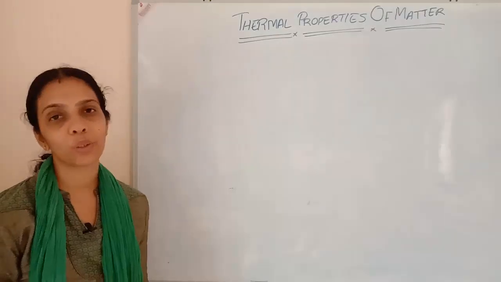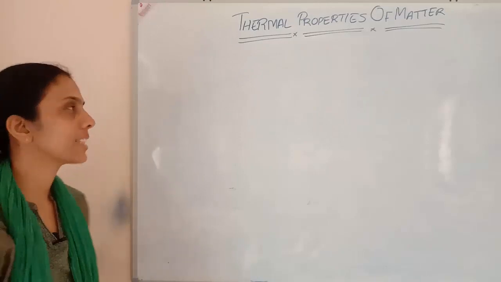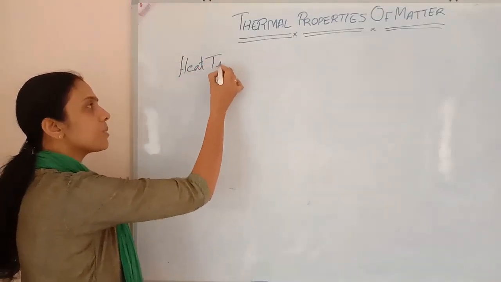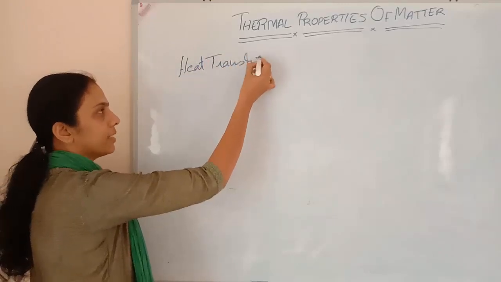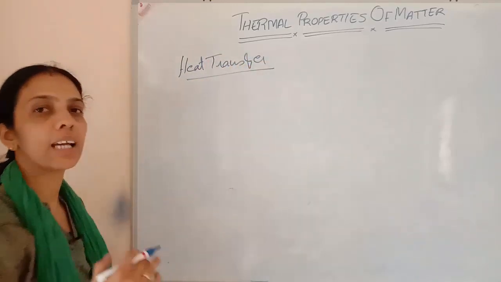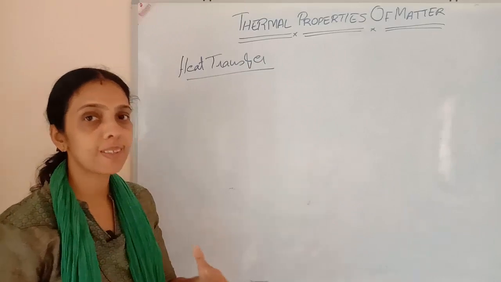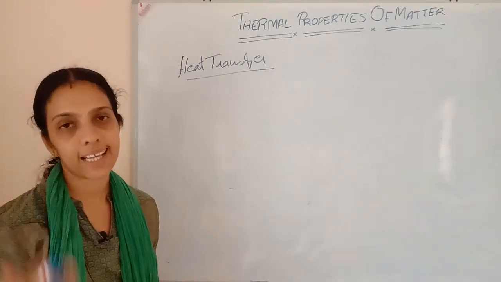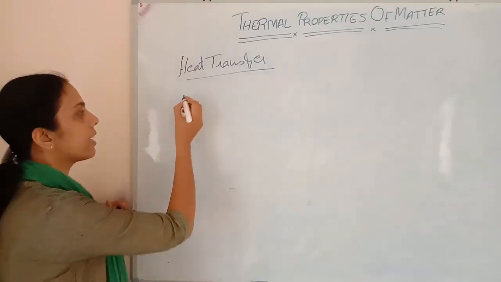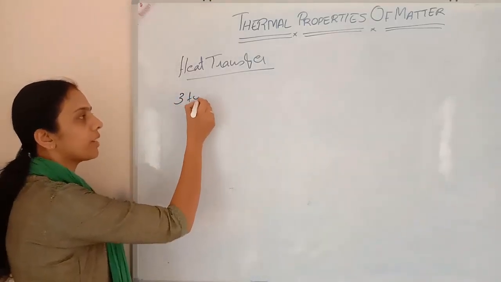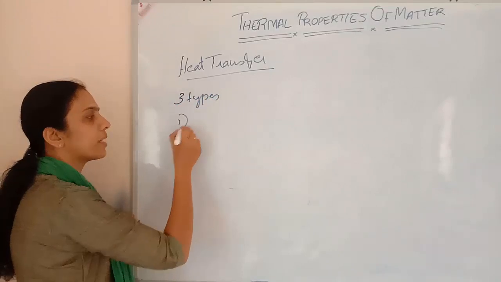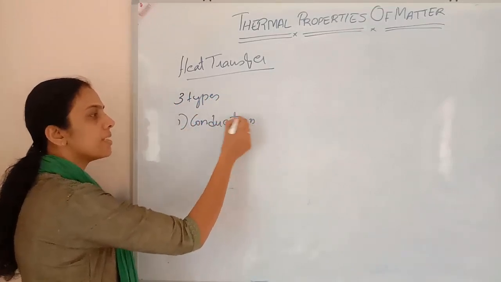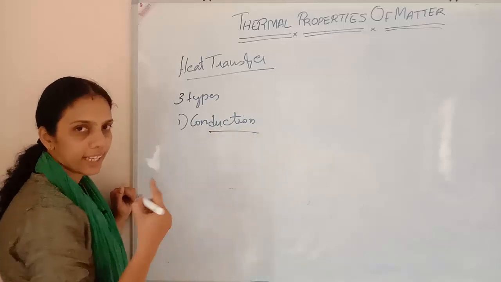So next we are going to study heat transfer. Heat transfer means heat is moving from one point to another. How can heat be transferred from one system to the surroundings or surroundings to the system? How is it transferring? Mainly there are three types of heat transfer. The first one is called conduction. Conduction means, see, I'll give you one example first.